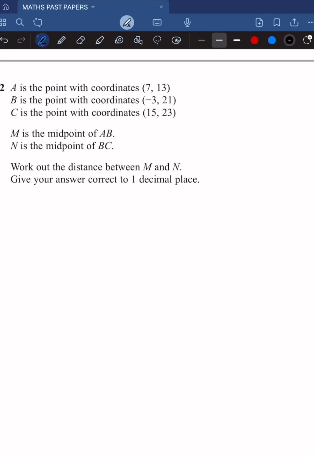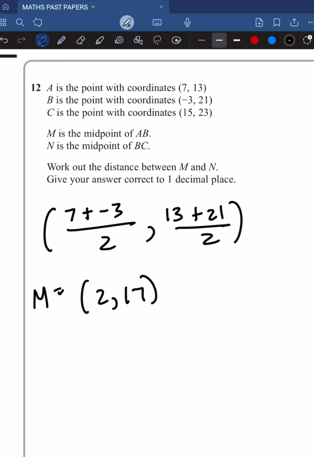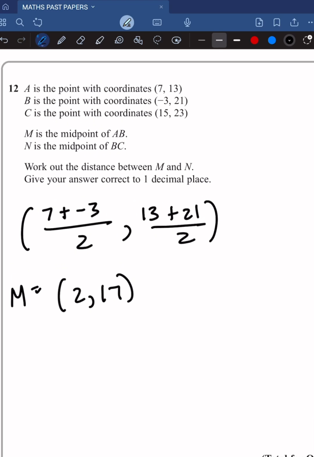To work out the midpoint of AB, we do (7 plus minus 3) over 2, comma, (13 plus 21) over 2. Let's do that. So that's 4 over 2, which is 2, comma, 21 plus 13 is 34, divided by 2 is 17. So this is the coordinate of M. We got that. Now, N is the midpoint of BC.